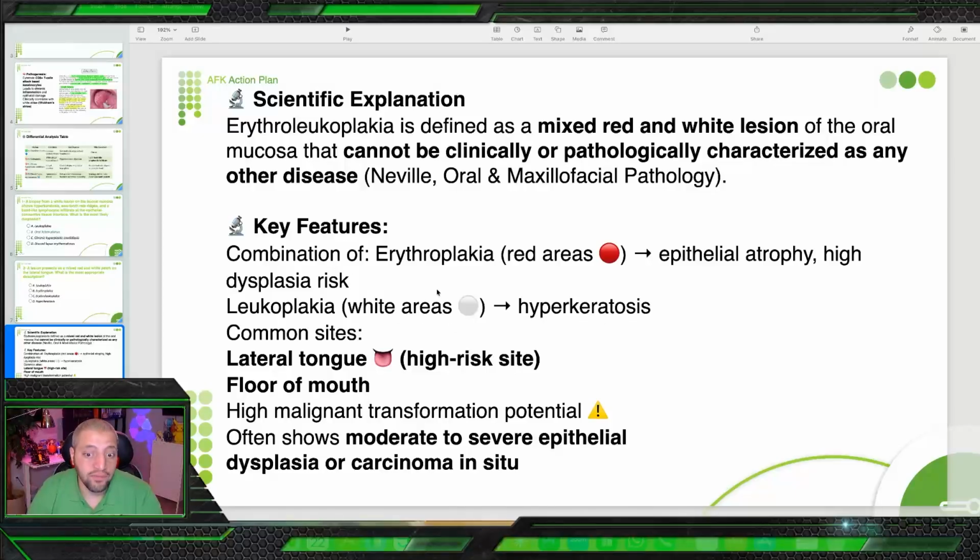What are the common locations for this condition? The lateral tongue is a high risk site for this one. The floor of the mouth is also very dangerous. It has high malignant transformation potential, often showing moderate to severe epithelial dysplasia or carcinoma in situ. So what's the difference? Carcinoma in situ is dysplasia exclusive to the epithelium, not invading the connective tissue. Once it invades the connective tissue, we consider it squamous cell carcinoma. But to start with, erythroplakia, leukoplakia, and erythroleukoplakia, we consider to have high malignant potential unless histopathology comes back as carcinoma in situ.